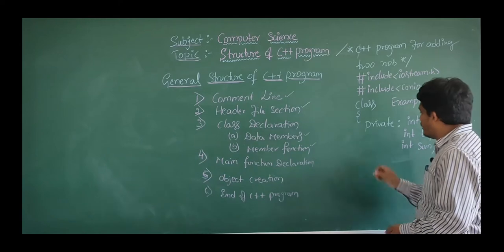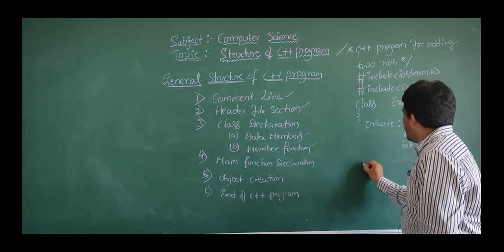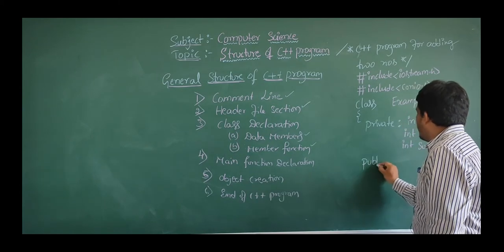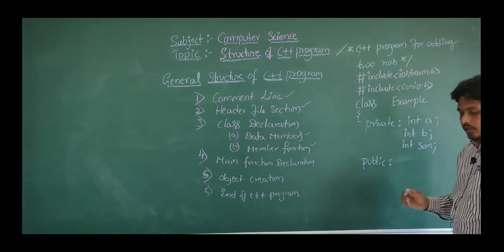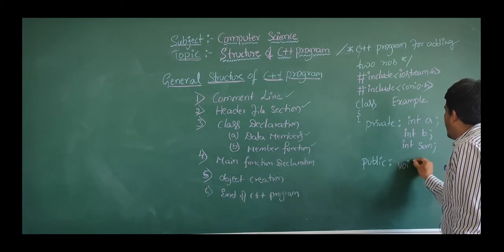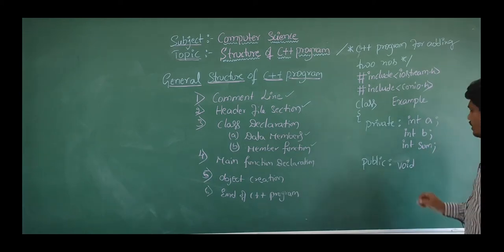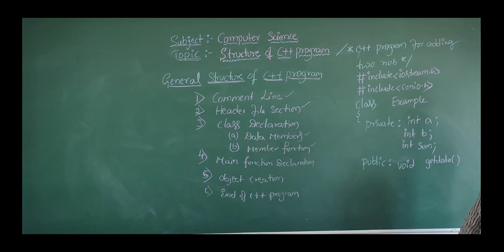After this, we have to go for the member function. I am writing the member function in the public section so that it can be accessible from the main function. First you have to write a return type. I have written the return type as void, then a space, then the function name. I am taking the function name as getdata. If I write these braces, you have to treat it as a member function, because it is present in the class.